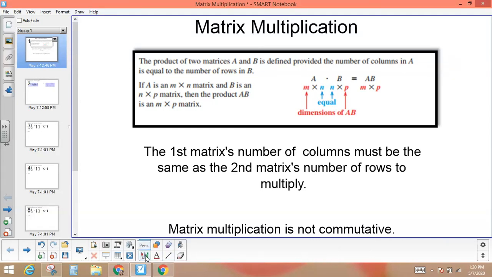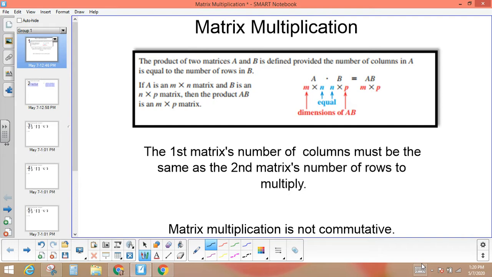Okay, y'all, so we're doing matrix multiplication, and I guess the most important thing for you to know about matrix multiplication is this last little statement down here. It is not commutative. Remember, the commutative property says that I can multiply in any order and I'm going to get the same answer. Like if I did 3 times 6 is 18, then 6 times 3 is also 18. That's the commutative property. With matrices, it doesn't work that way because of the way you have to multiply them.